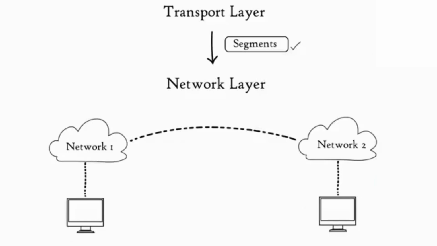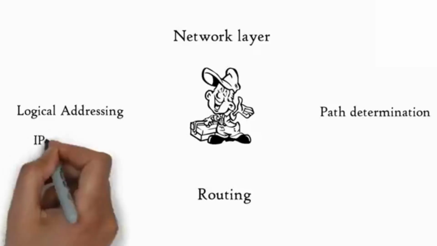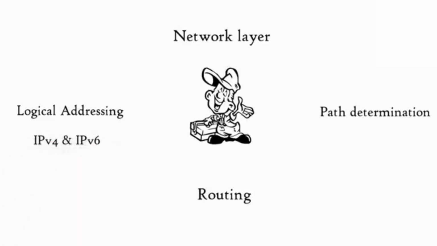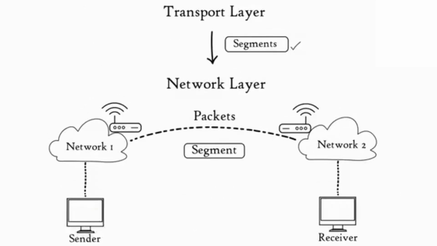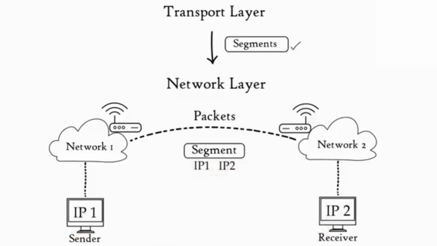Data units in the network layer are called packets. It is the layer where routers reside. The functions of the network layer are logical addressing, routing and path determination. IP addressing done in the network layer is called logical addressing. Every computer in a network has a unique IP address. The network layer assigns the sender's and receiver's IP address to each segment to form an IP packet. IP addresses are assigned to ensure that each data packet can reach the correct destination.